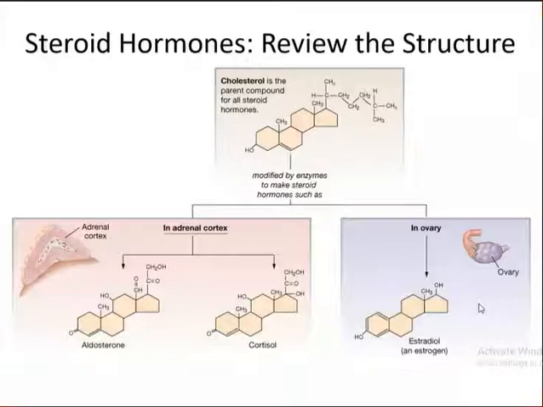Now, the change in the structure. This is the parent molecule. Look at the change in the structure. I am showing how a change in the structure has changed the characteristic property of the molecule. Cholesterol is not a hormone, but after changing the structure you can make it a hormone. From the same parent molecule you can make aldosterone, cortisol, or a sex hormone like estradiol. This is very important.